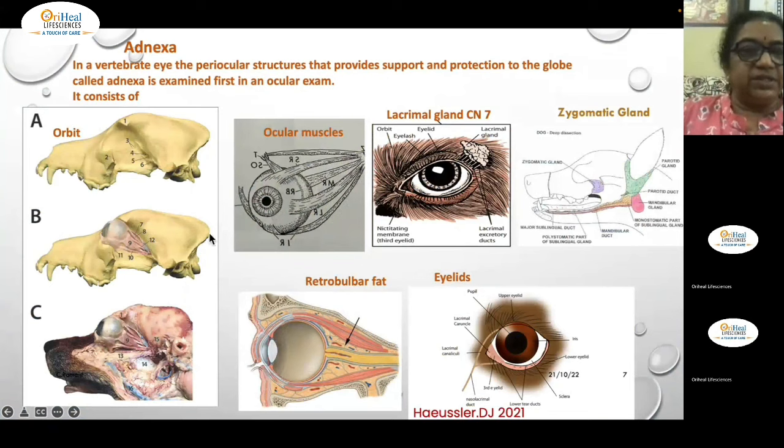Now we will see the adnexal structures. So in a vertebrate eye, the periocular structures are called adnexal structures, which support and give protection to the globe. And this is the first thing you should do in a good examination in an ocular exam. So it starts with the orbit, that is the skull. In the skull, you have the bony orbit. So always say the bony orbit is incomplete, and in life, it is completed by the orbital ligament.